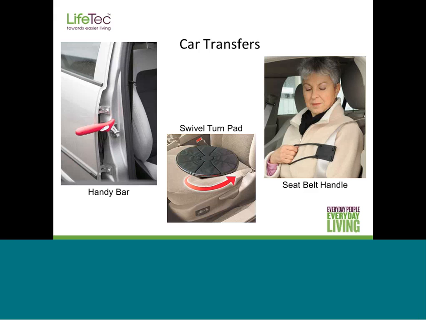Then we have our seatbelt handle. This is a plastic seatbelt reacher that clips onto most flat-sash seatbelts and reduces the reach required to pull the seatbelt across the torso.